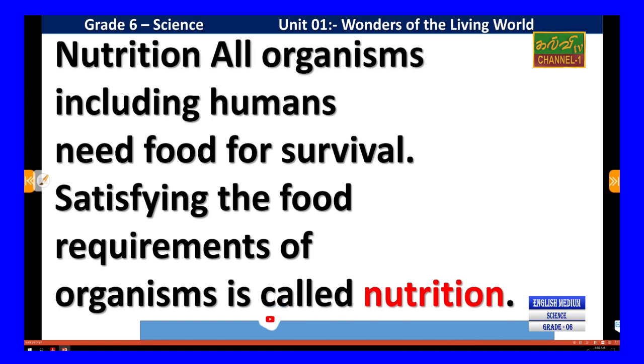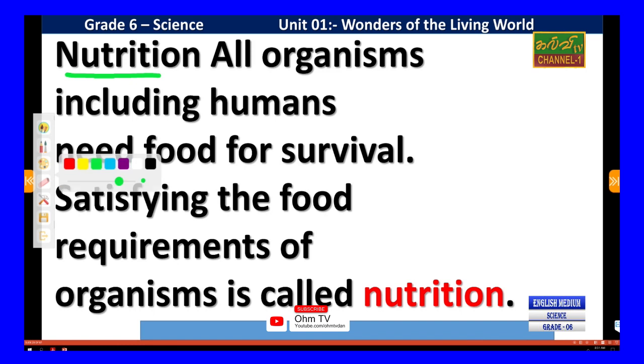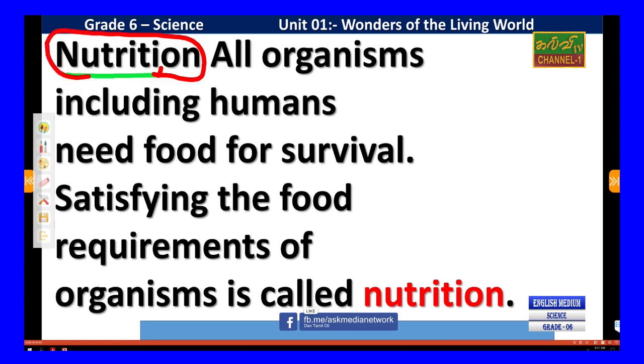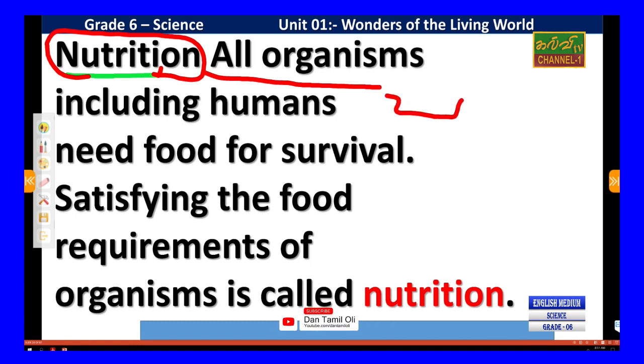Nutrition: all organisms including humans need food for survival. Satisfying the food requirement of an organism is called nutrition. That means, right, nutrition means food. So another name you can find is food, right? Food is important for every organism.